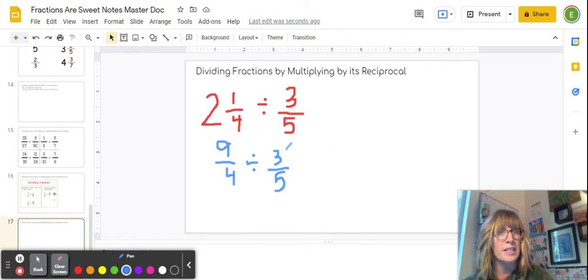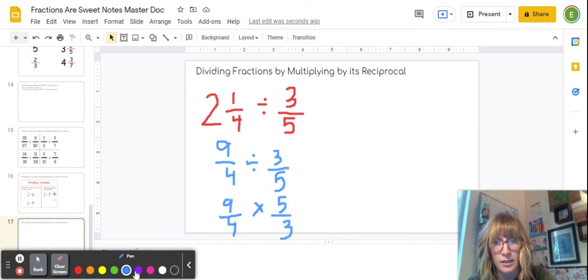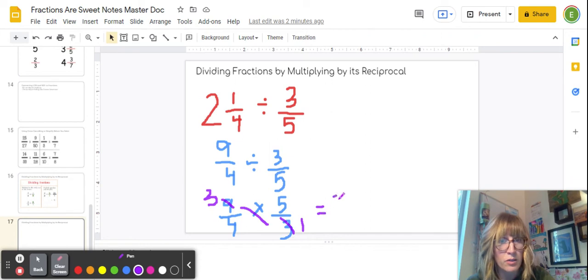And so we're going to take our divisor, right? This number that essentially comes second, and we're going to keep the first, change the operation, keep, change, and find the reciprocal of the divisor, flip. So now we can look for any cross canceling to help us simplify before we solve. So I see 9 and 3. Well, I can take 3. 9 divided by 3 is 3, and 3 divided by 3 is 1. So our new problem here becomes 3/4 times 5/1.